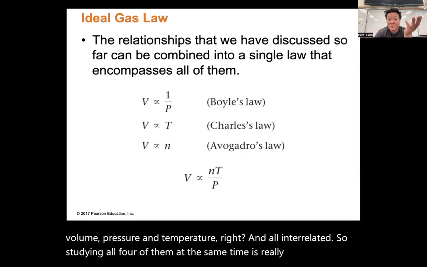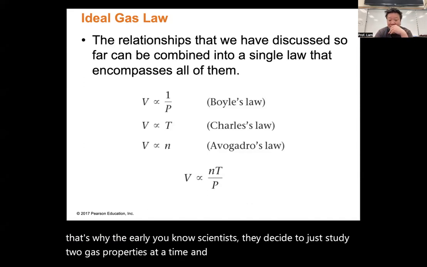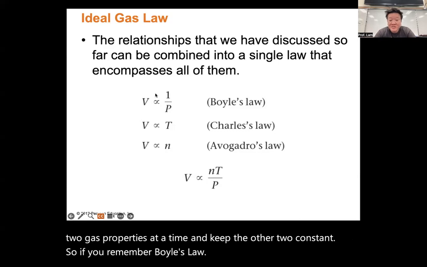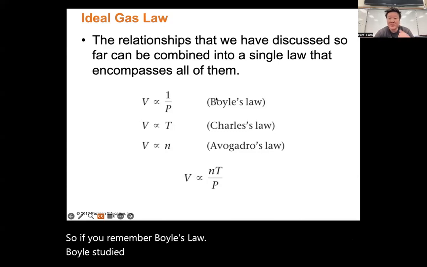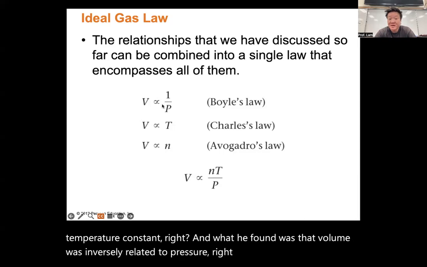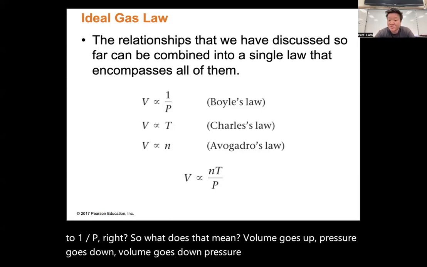And so that's why the early scientists decided to just study two gas properties at a time and keep the other two constant. So if you remember Boyle's law, Boyle studied volume and pressure while keeping moles and temperature constant, right? And what he found was that volume was inversely related to pressure. So volume is proportional to 1 over P. So what does that mean? Volume goes up, pressure goes down. Volume goes down, pressure goes up, right?